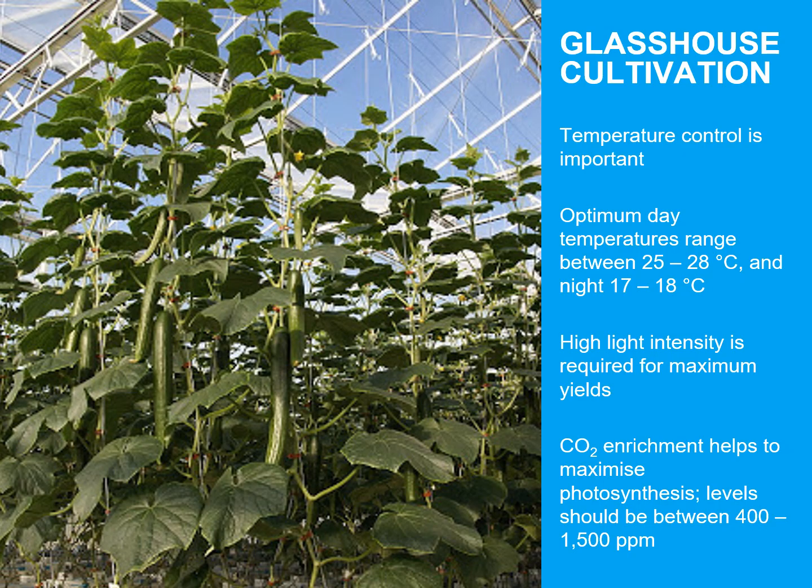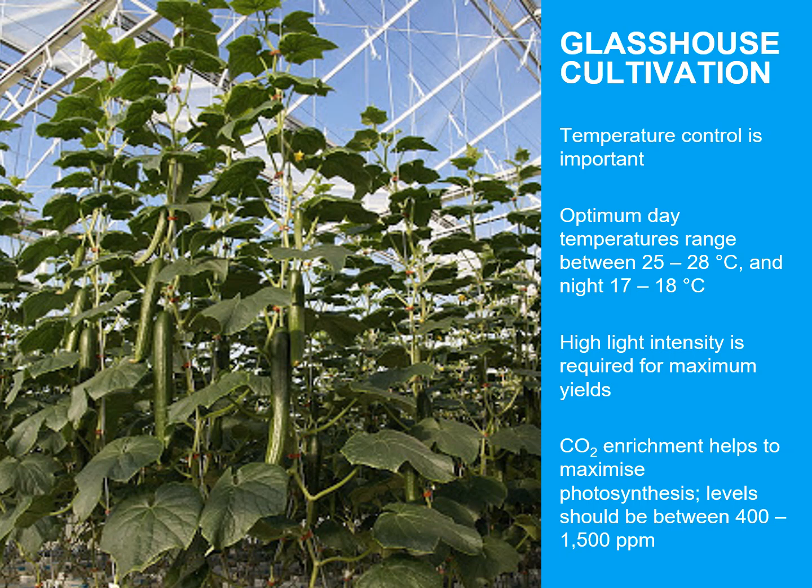Temperature control in the glasshouse is very important. So cucumber crops prefer a very warm climate, between 25 to 28 degrees C in the day, and at night time between 17 and 18 degrees C. High light intensity is also beneficial for maximum yields, and many glasshouse productions may also implement carbon dioxide enrichment, so that's at levels above atmospheric concentration.